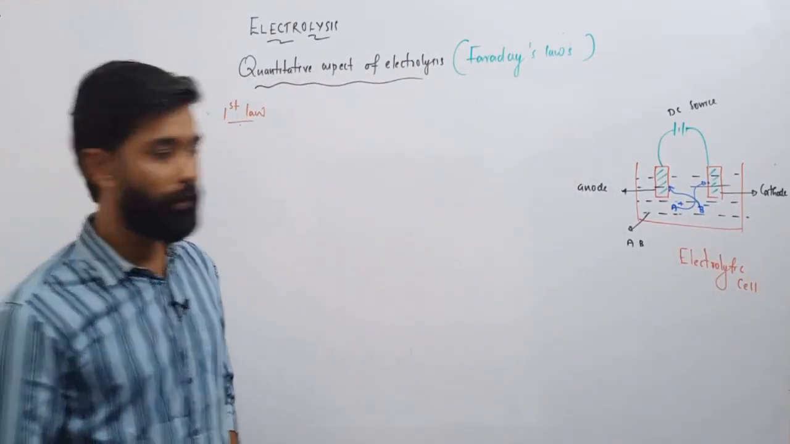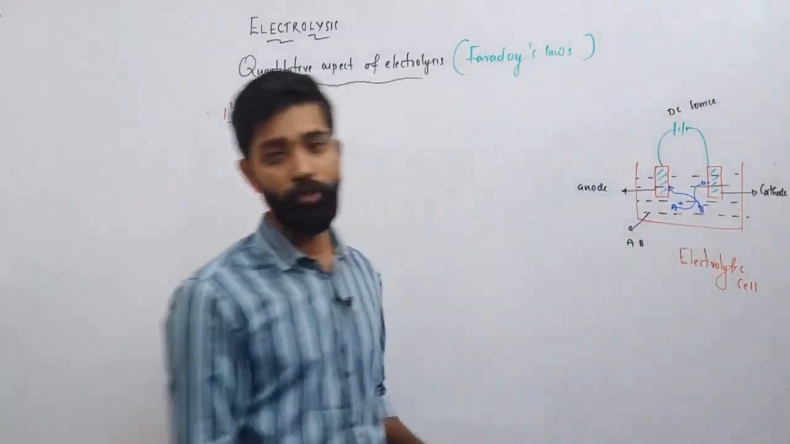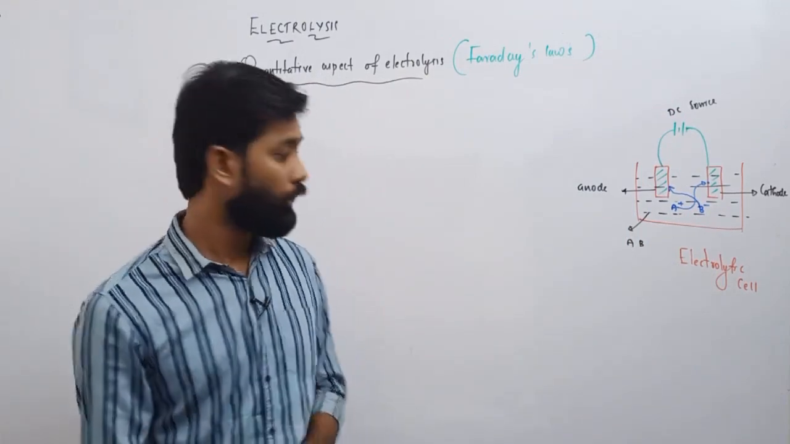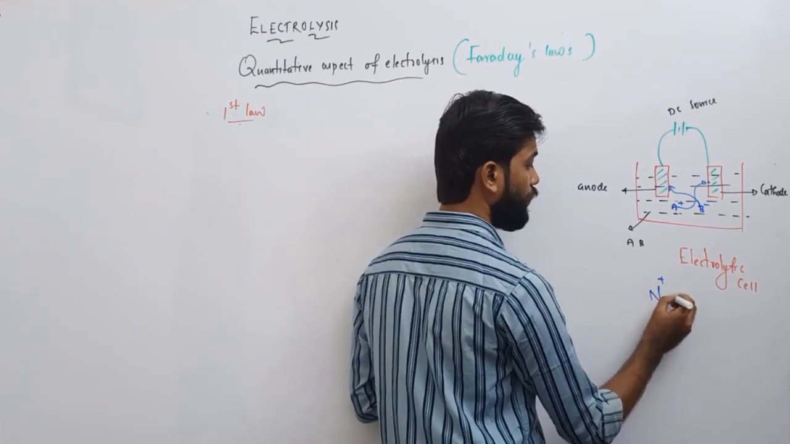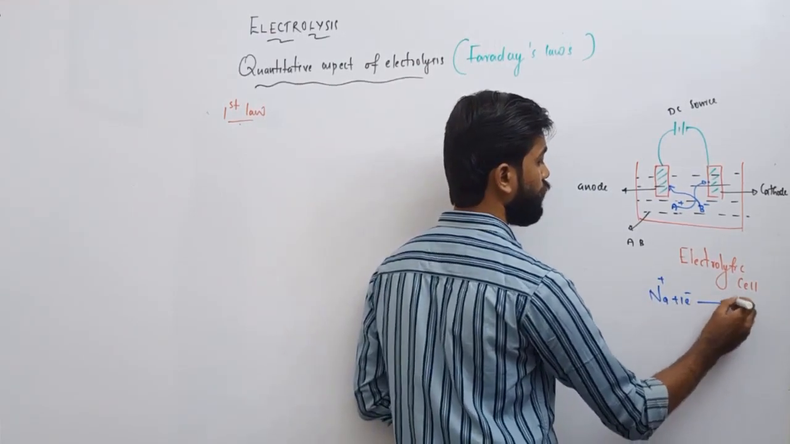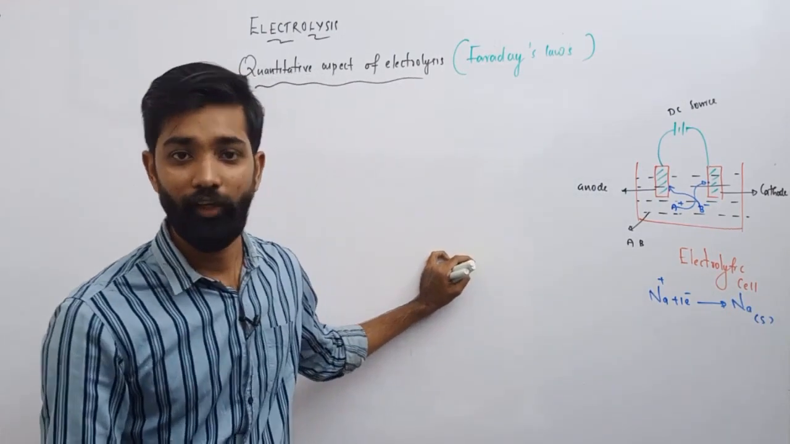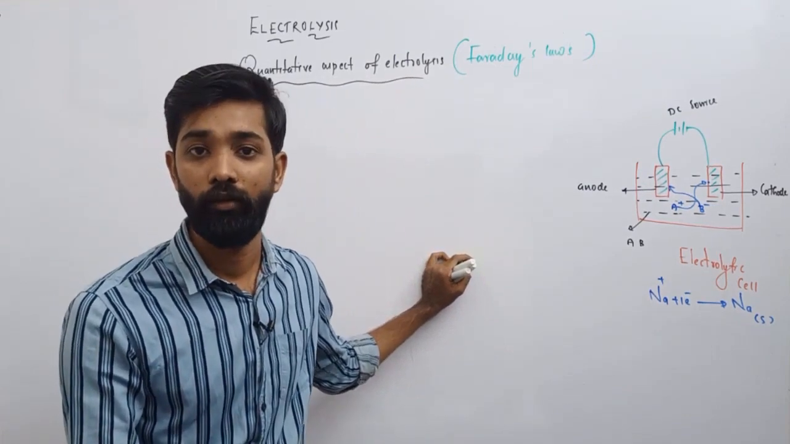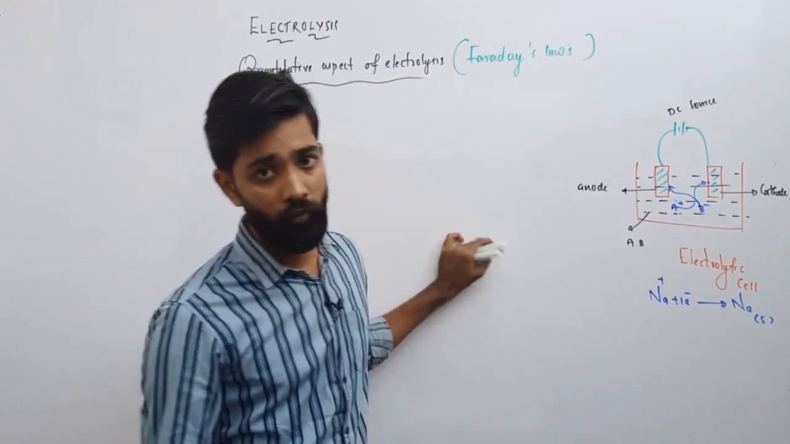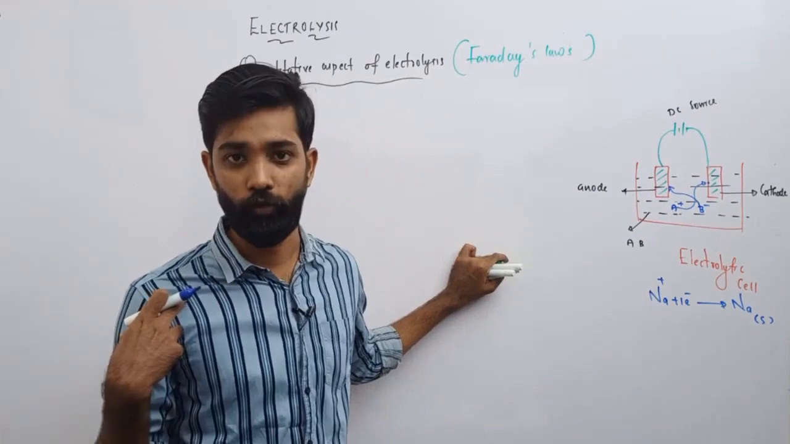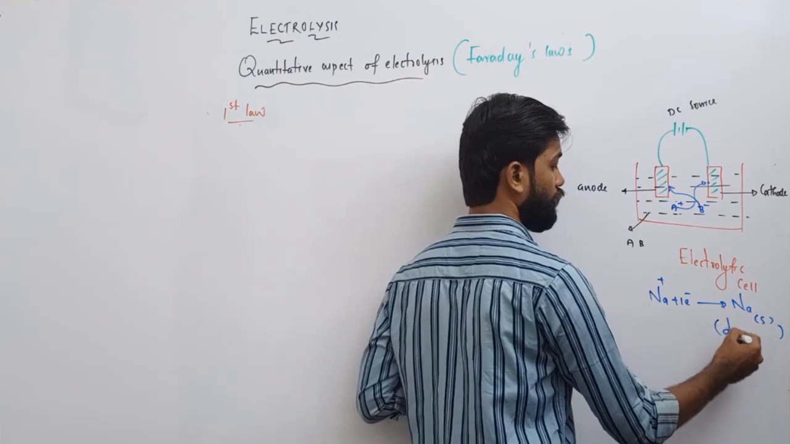And one more thing is that if the deposited atom is a solid, for example, if I have Na plus and it is deposited as Na solid, then the discharged particle is a solid. This is simply said to be discharge of ions from solution to electrode. If the discharged particle is a solid, then it is said to be deposition.